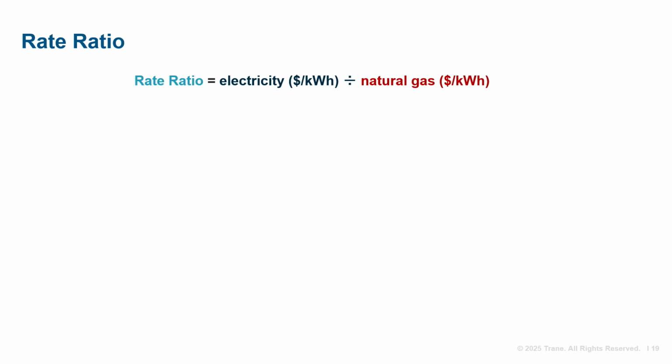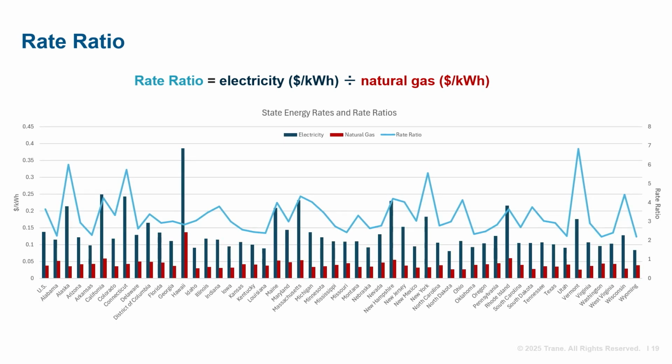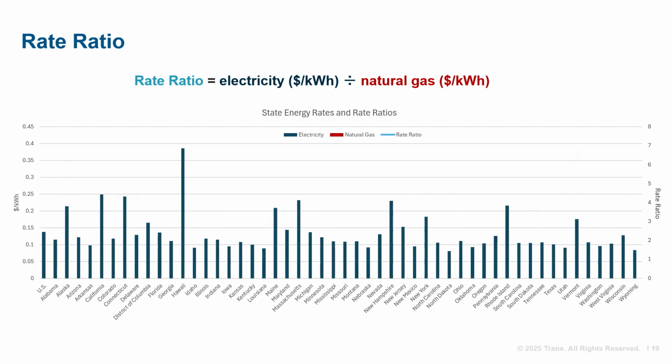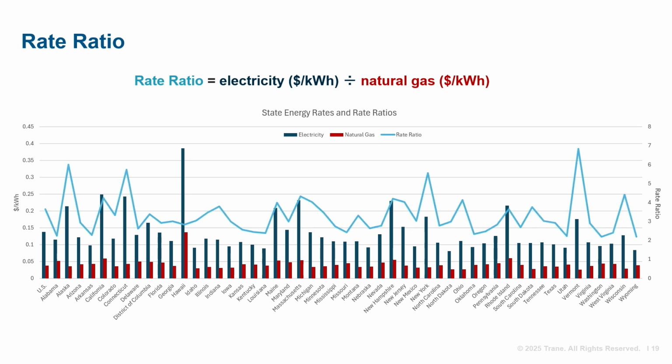The rate ratio is the ratio between the wholesale market price of electricity and the cost of natural gas, both in dollars per kilowatt hour. This is a chart of energy rates and rate ratios in the US, with each state listed on the horizontal axis. The dark blue bars represent the average electricity rate, and the red bars represent the average natural gas rate per state in dollars per kWh, as shown on the primary vertical axis. The light blue line is the rate ratio for each state, corresponding to the secondary vertical axis, which is unitless.